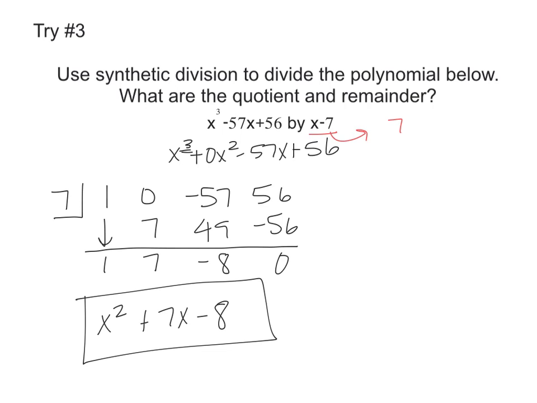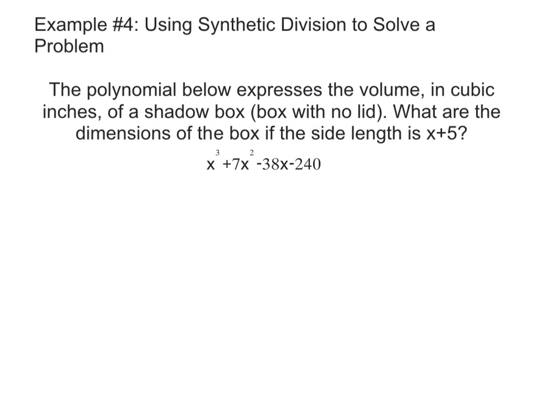So let's go ahead and look at example 4. In example 4, now we're using synthetic division to solve a problem. So let's read. It says, the polynomial below expresses the volume in cubic inches of a shadow box, which is basically a box with no lid, an empty box with no lid. It says, what are the dimensions of the box if the side length is x plus 5?